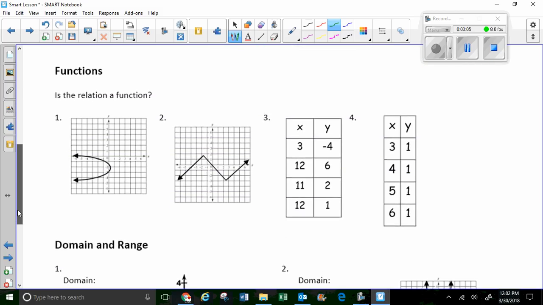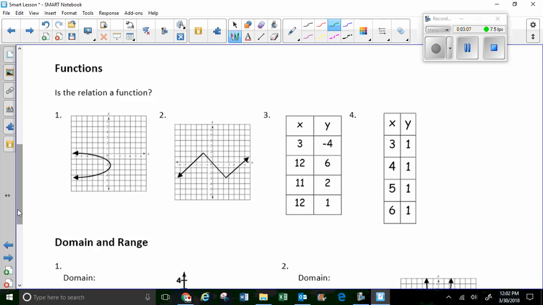Next, we talked about functions in domain and range. So remember, we've got our vertical line test. If you can run a vertical line through the graph and it passes the vertical line test, then it's a function. So check out number 1. If I put a vertical line anywhere through this graph, I'm touching 2 points at once. So it fails the vertical line test. It is not a function. You can only touch 1 point at a time.